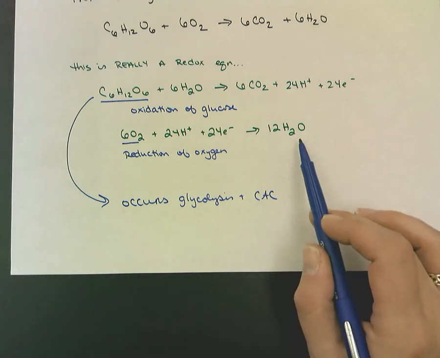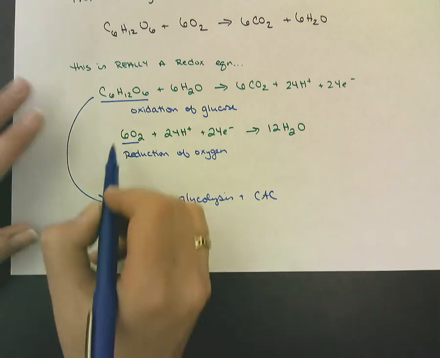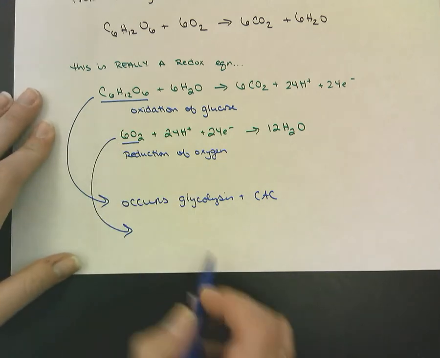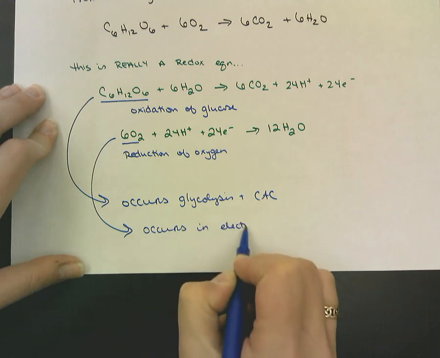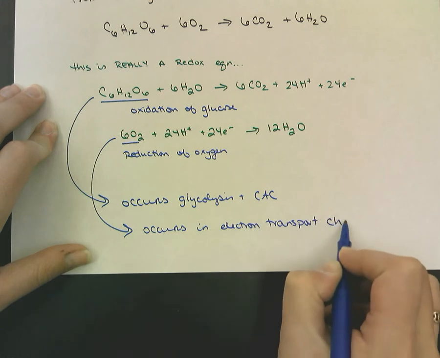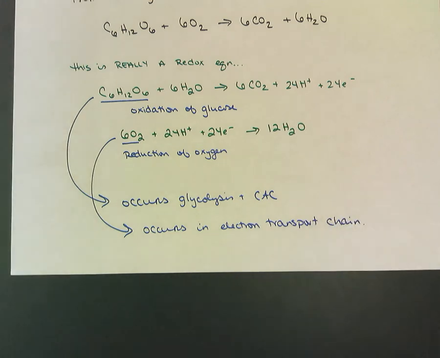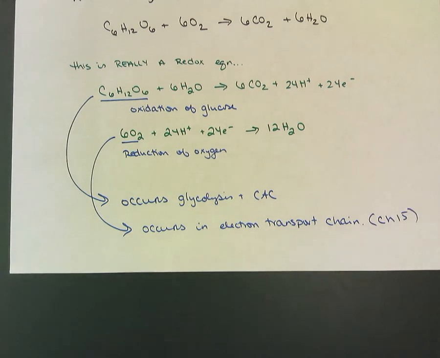This second half, which is what we need to balance out the whole equation, is what we're going to look at in chapter 15. The second half reaction occurs in our electron transport chain, which is chapter 15, which is what we're doing now. So the other half of the reaction is what we're going to examine.